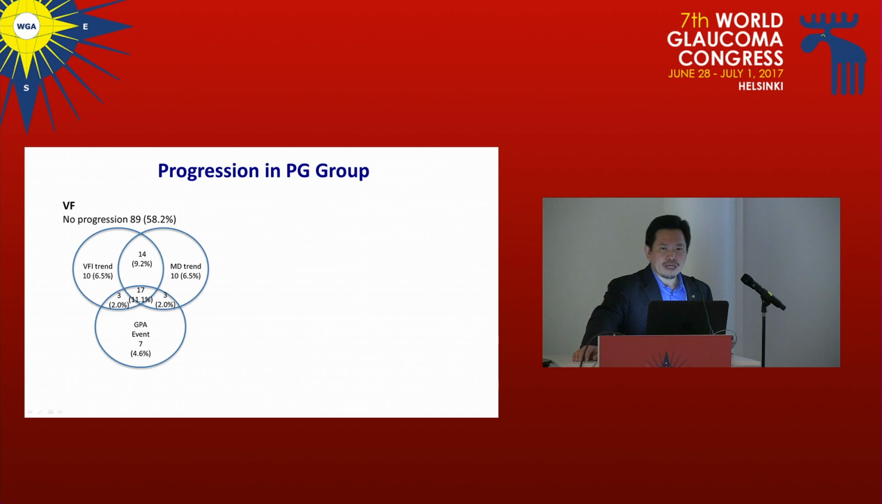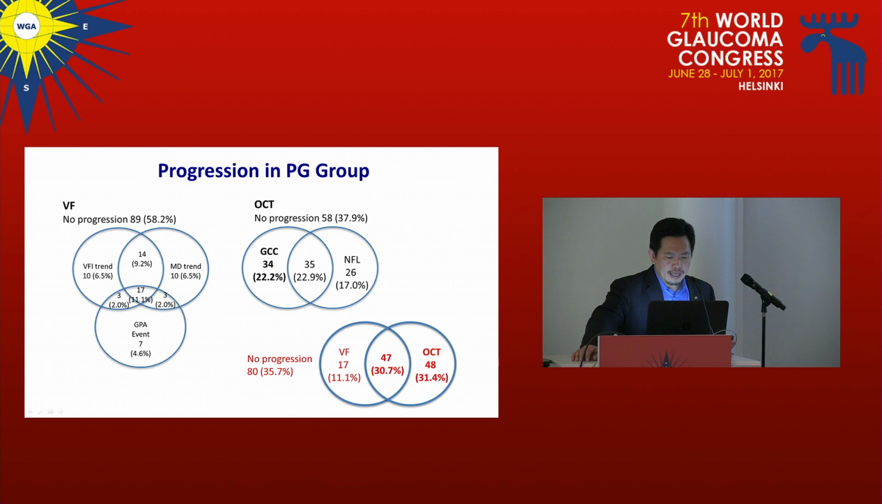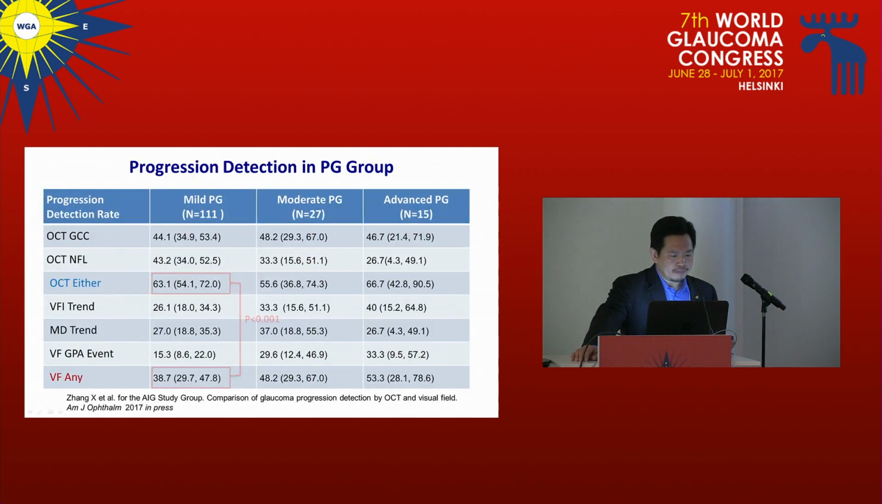So this group at the baseline already have an abnormal visual field. And here you see that both mean deviation and visual field index perform about the same. GCC tended to work a little bit better. And again, we found even in parametric glaucoma that OCT was able to detect progression more often, and this was significant in the mild parametric glaucoma.